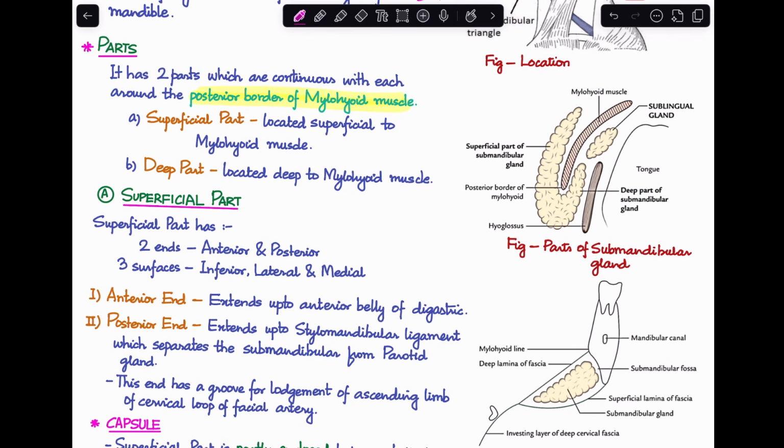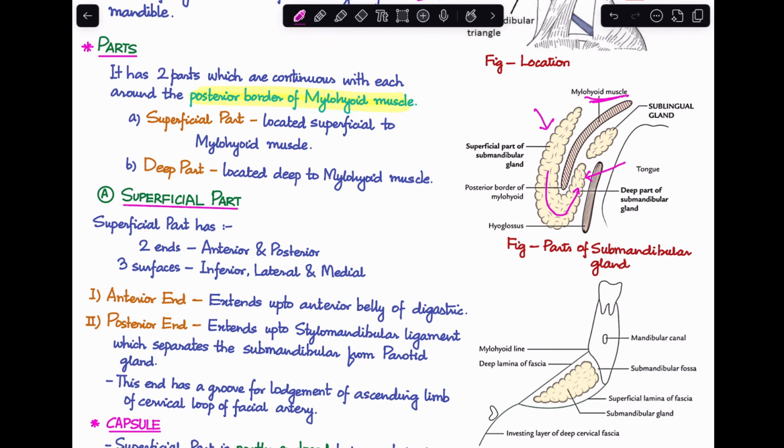Now, let's look at the image on the right side. This here is the mylohyoid muscle. You can see how this is the superficial part of the gland and this is the deeper part of the gland. You can see how the superficial part is continuous with the deep part of the gland along the posterior border of the mylohyoid muscle.